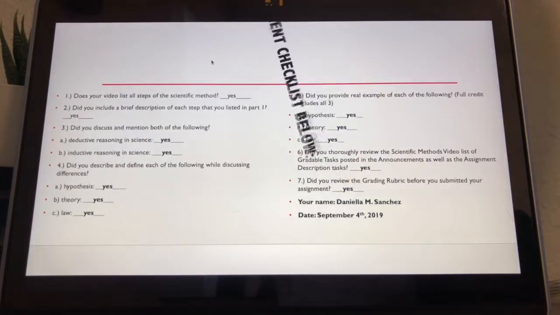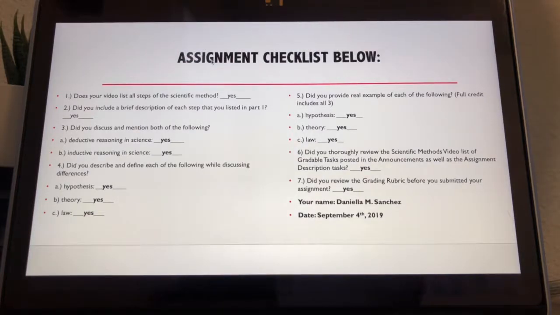And last is my assignment checklist. So everything underneath does say yes.